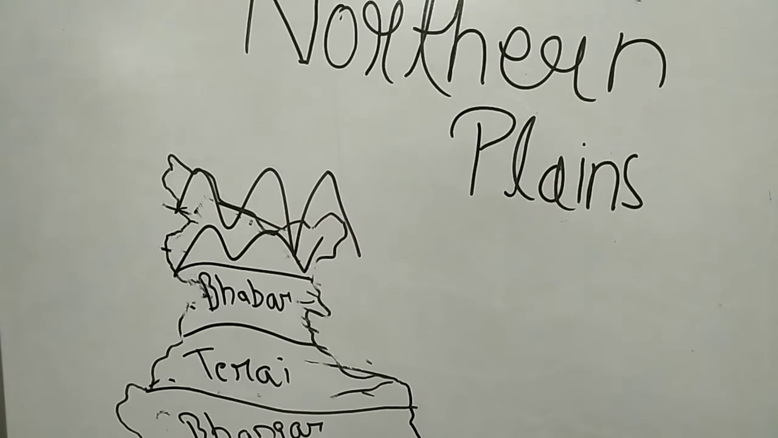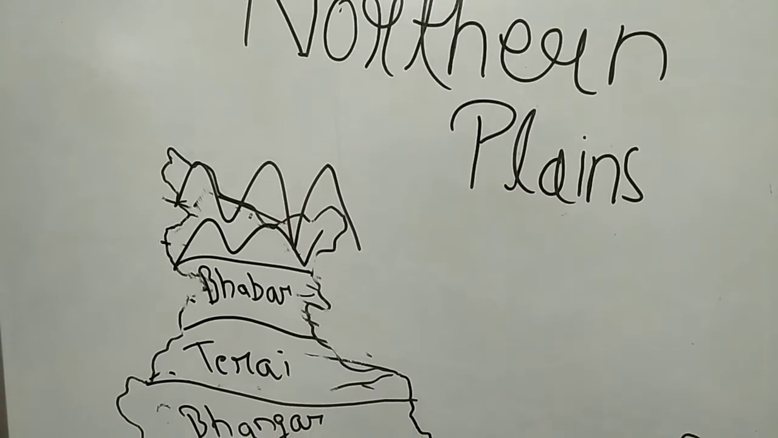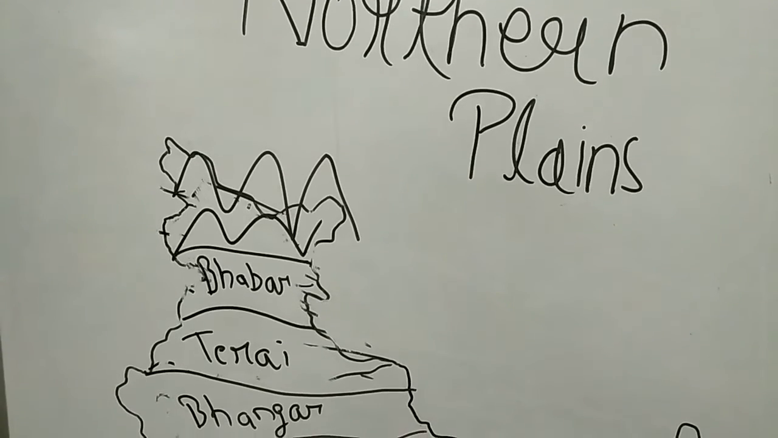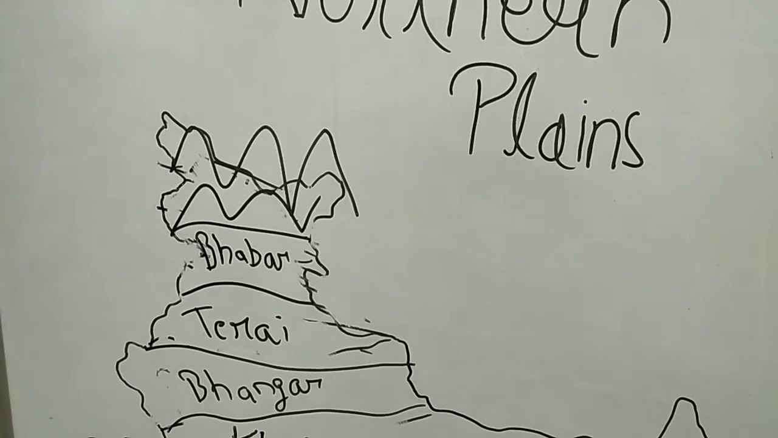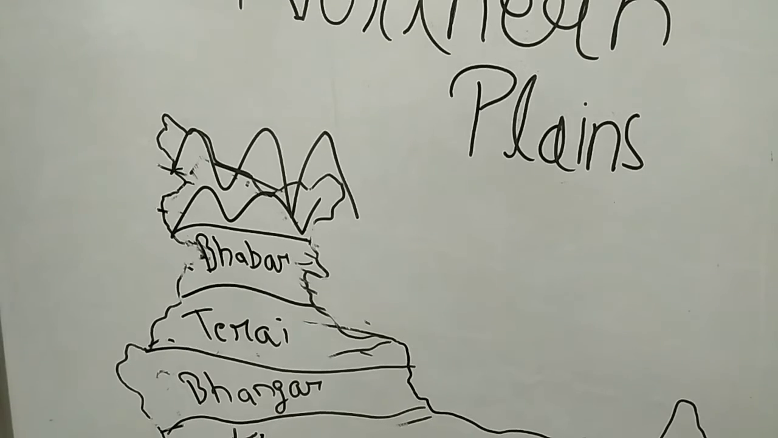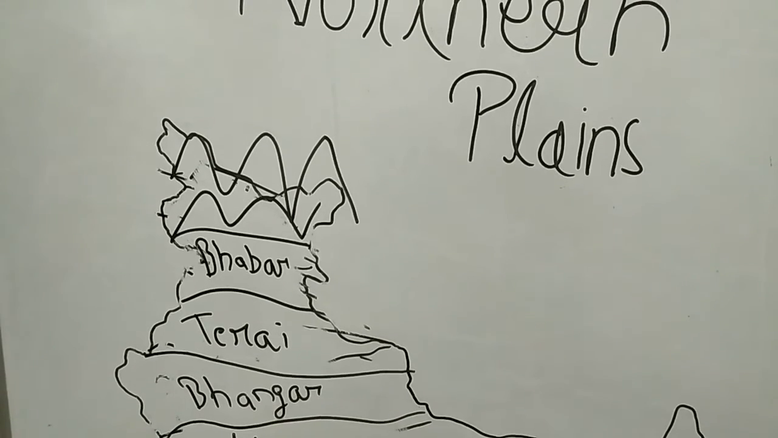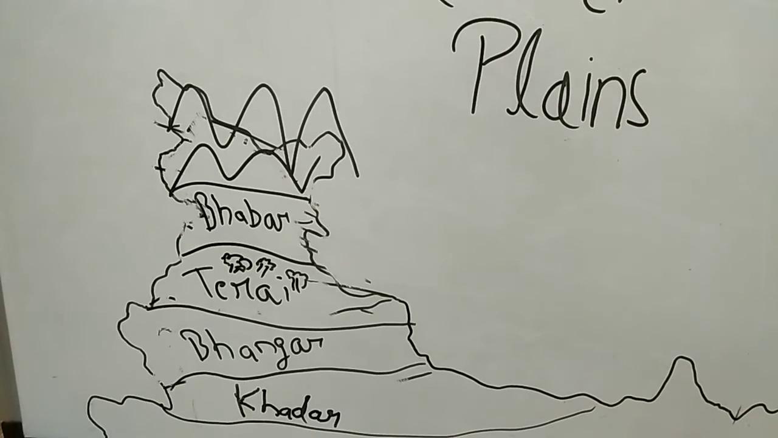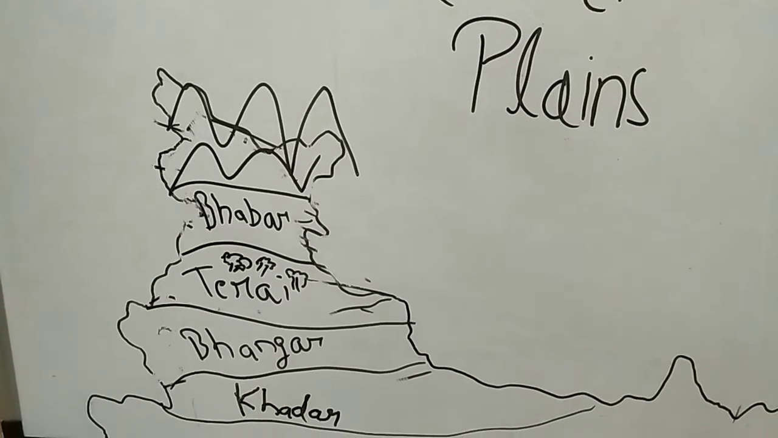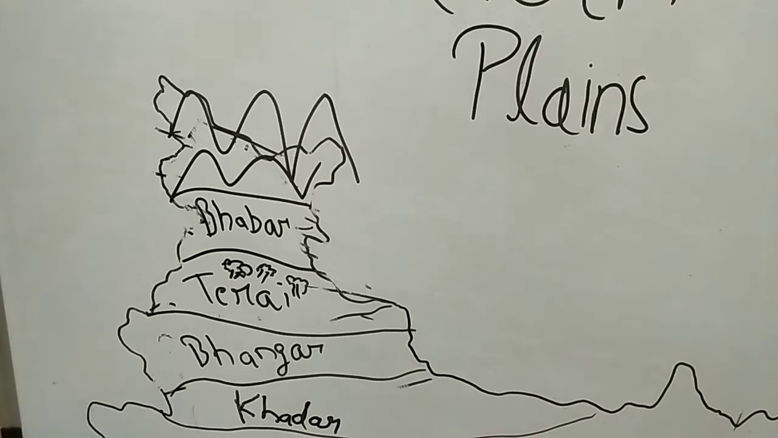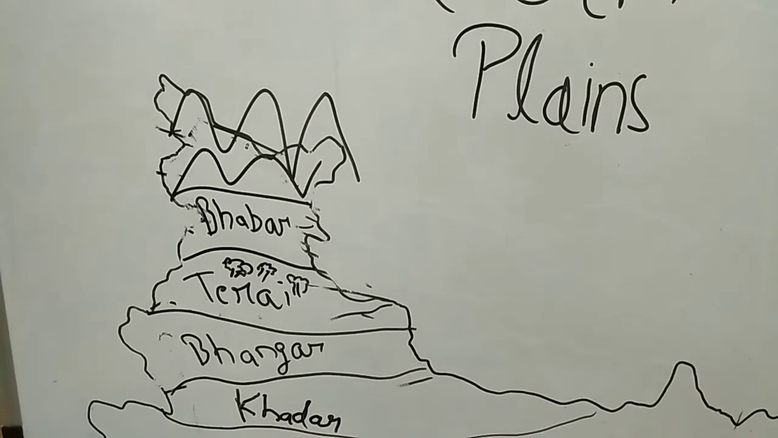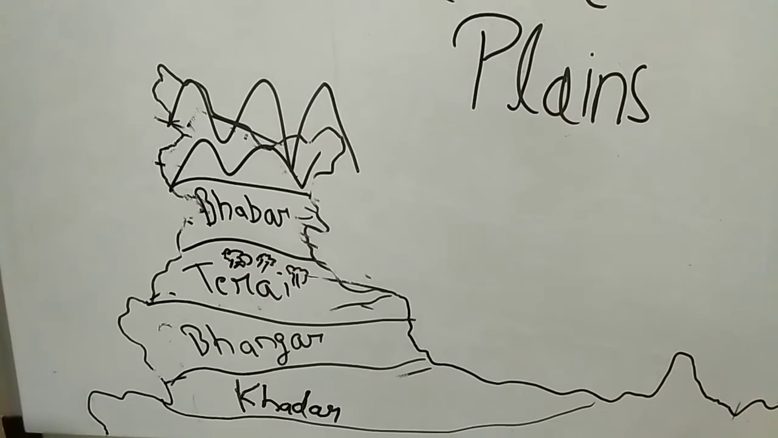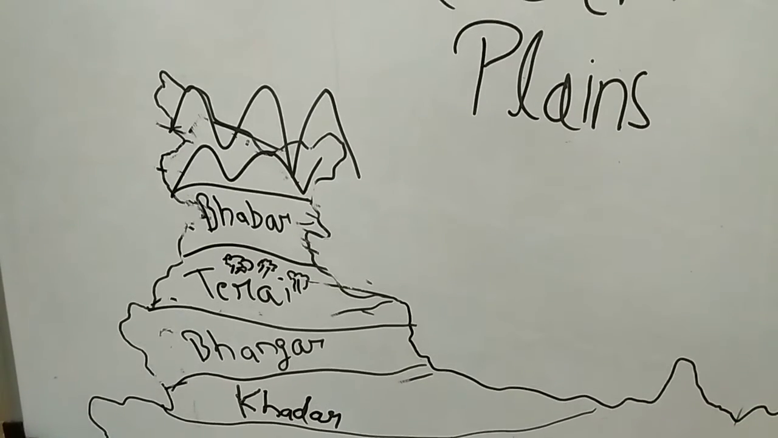The Terai region is a wet, swampy and marshy region, slippery and sticky, and it is thickly forested. Next comes the Bhangar, which is a fertile plain where it is easy to cultivate crops. This is because the Bhangar contains alluvial soil.